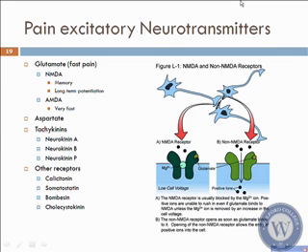We do know that NMDA is very effective at causing excitation, but if you don't have enough of them, there's nothing to block, so the mu receptors can't be blocked. There are other pain excitatory neurotransmitters like aspartate, tachykinins, and things like calcitonin, somatostatin, cholecystokinin. All these are possible pain excitatory neurotransmitters.